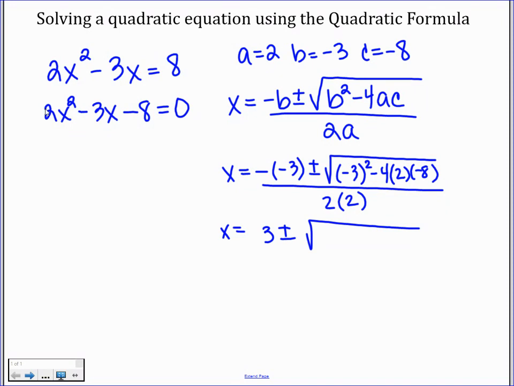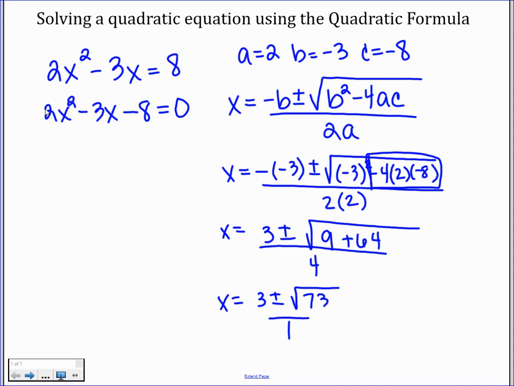So we have a negative 3 squared, which is a positive 9. Then I like to think of this as a negative 4 times 2 times negative 8. And so a negative 4 times 2 is a negative 8, and a negative 8 times a negative 8 gives us a positive 64, all being divided by 4. So let's continue to simplify the radical. So we get x equals 3 plus minus the square root of 73 divided by 4.